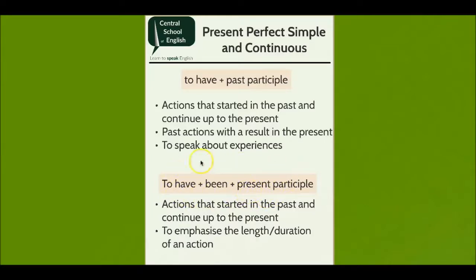We learned that to make the present perfect continuous tense, we must use the verb to have plus been plus the present participle. We use the present perfect continuous tense to speak about actions that started in the past and continue up to the present time. When we use the present perfect continuous tense, we wish to emphasize the length or duration of the action.